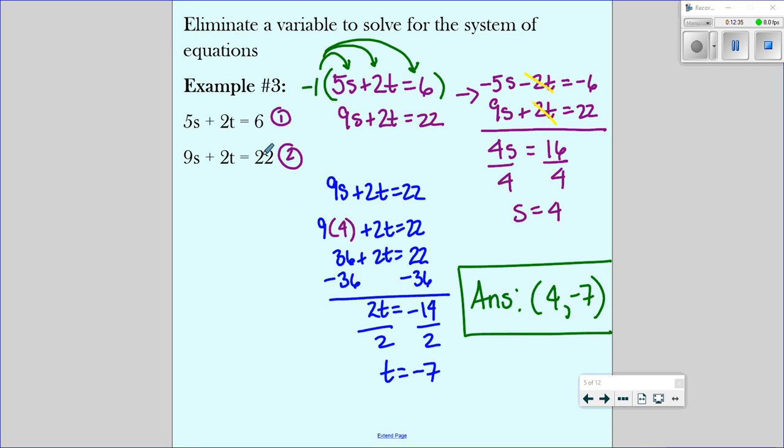Okay, so remember, if you have a variable that you want to eliminate, make sure the coefficients are the same, or that one of them is positive and the other one is negative. That way you can eliminate it to solve for the other variable. All right.